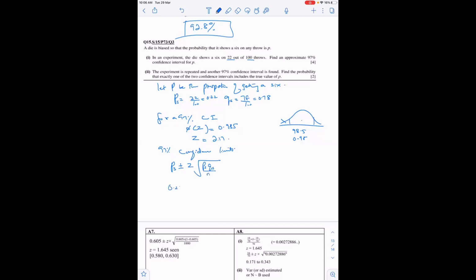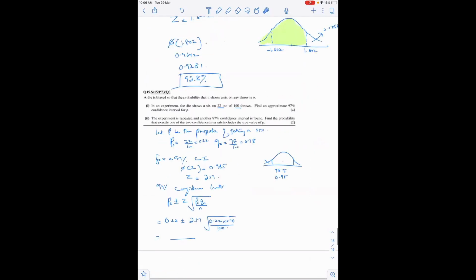Okay, 0.22 plus minus 2.17 into square root of 0.22 into 0.78 upon 100. Okay. We will get the answer for the first part. Second part, I hope you understand. Yeah, this was simple. Next part.